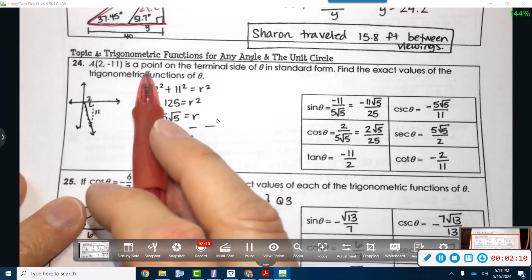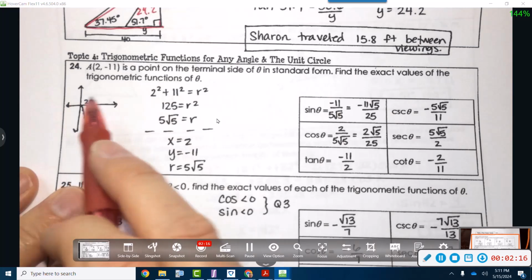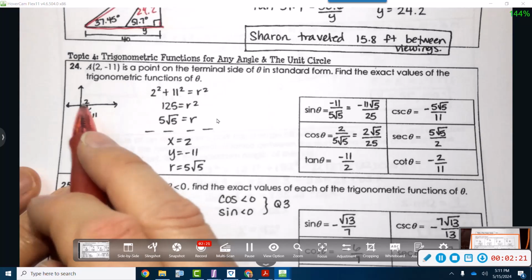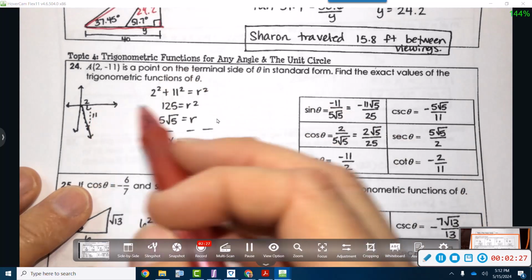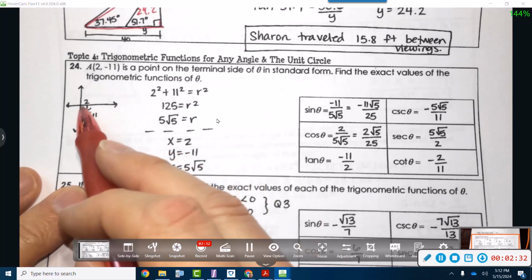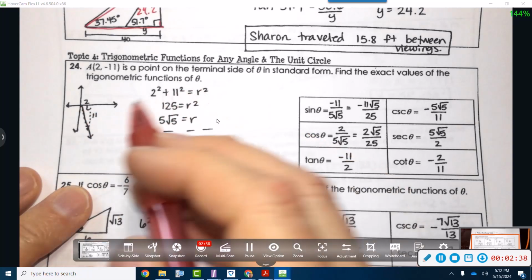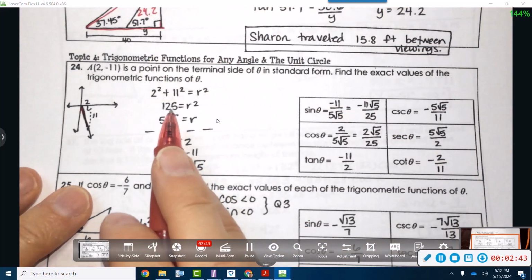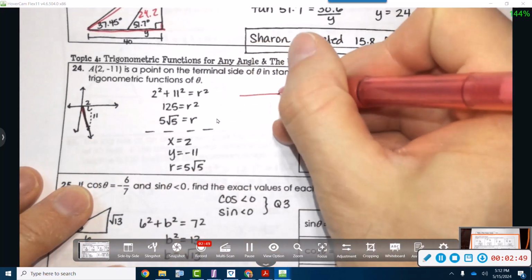All right, (2, -1) is a point on a terminal side in standard form of theta. Find the exact values of the trigonometric functions. Okay, so we need to know what theta this is in order to actually use the trig ratios. So we have a length of 2 here, and that's the cosine, or the adjacent. So 2 squared plus (-1) squared will give me r squared. We know that this distance is then the square root of 5, which is root 5. Okay, now that we got that, we have a complete triangle.